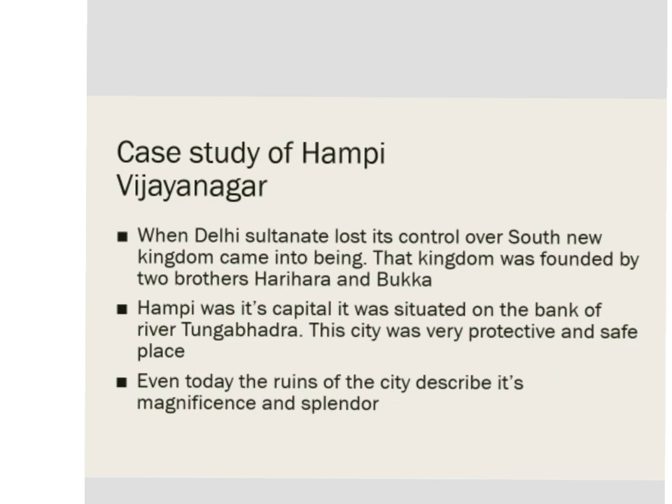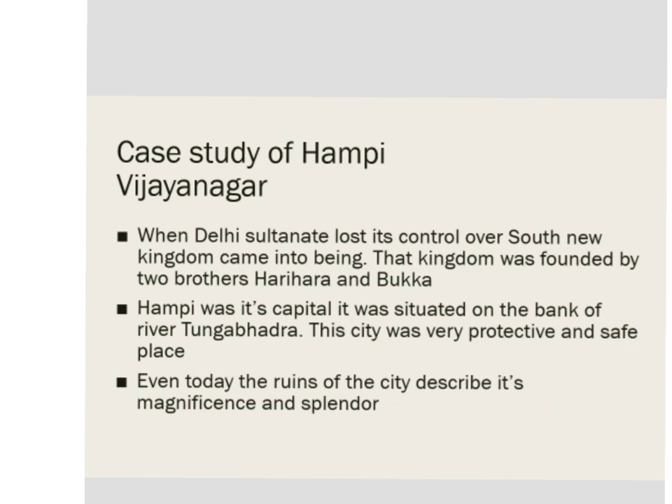When the Delhi Sultanate lost its control over the South, that means South India, a new kingdom came into being. That kingdom was founded by two brothers, Harihara and Bukka, and this kingdom is simply called the Vijayanagar kingdom. The Delhi Sultanate lost its control over South India under Muhammad bin Tughlaq.